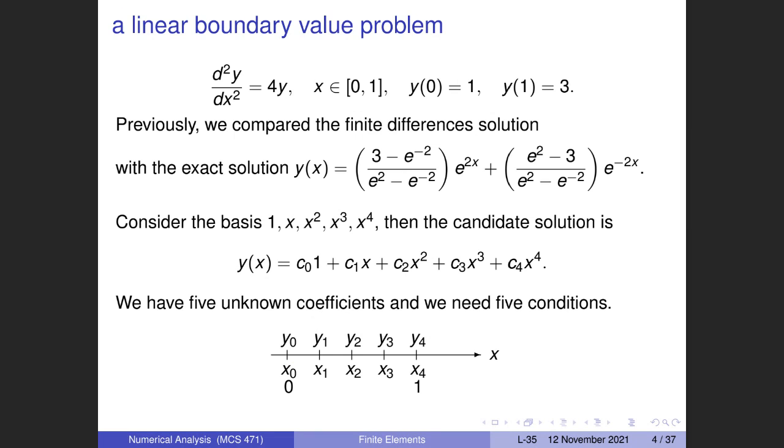Let's do it on a test problem that we have used before. So the problem is linear. To decide whether a problem is linear, look at the right-hand side. Here, the right-hand side is very simple, 4 times y. The y appears linearly, no power, not in the argument of some other function. So this is a linear problem.